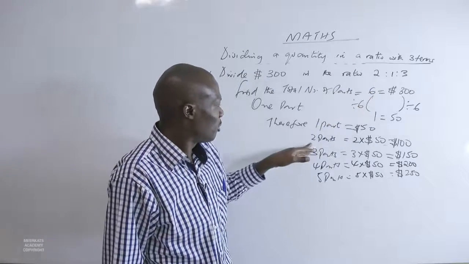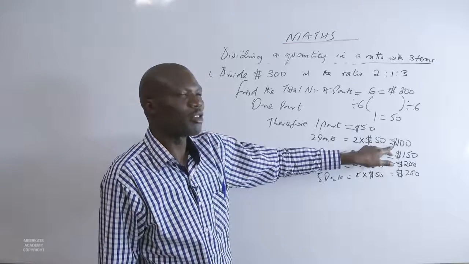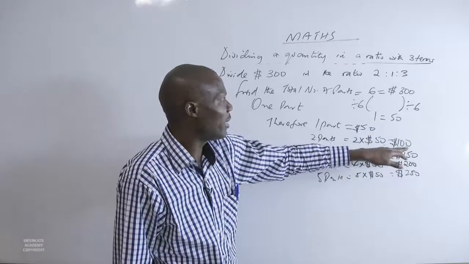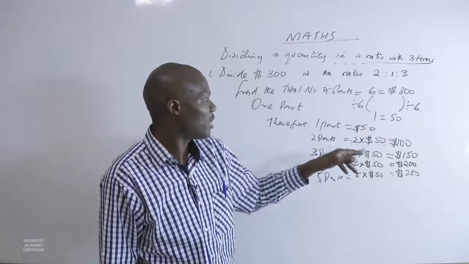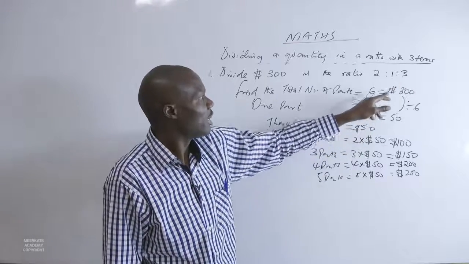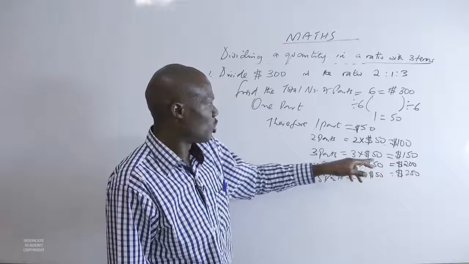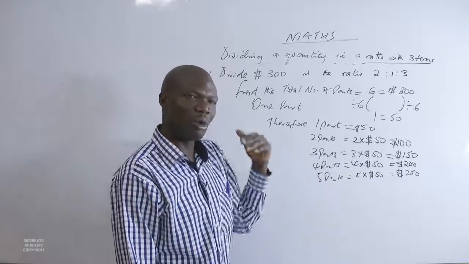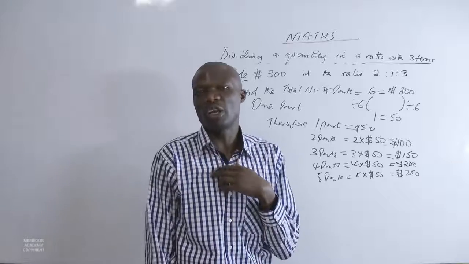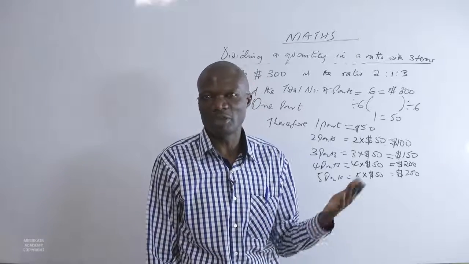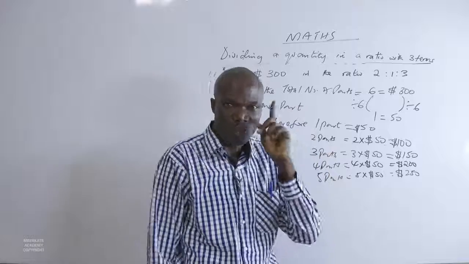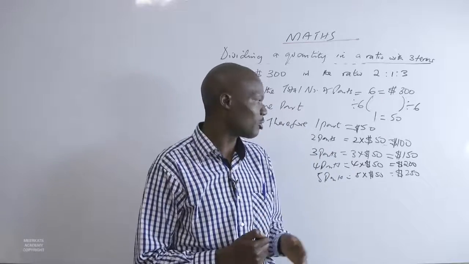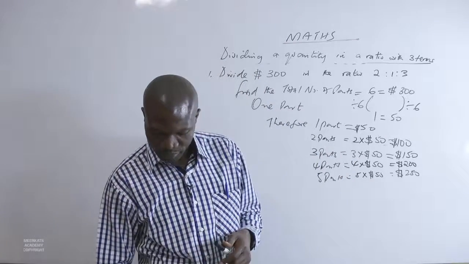2 parts, you just look where 2 parts are. 2 parts is equivalent to 100. 1 part is equivalent to 50. 3 parts is equivalent to 150. So we are saying the moment you apply the unitary method, you are able to get any part of a ratio given that you know the value of 1 part. So we are able to find that.